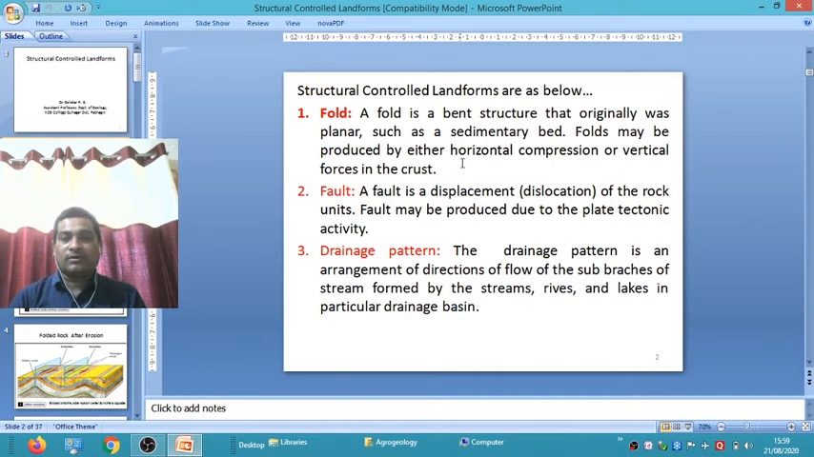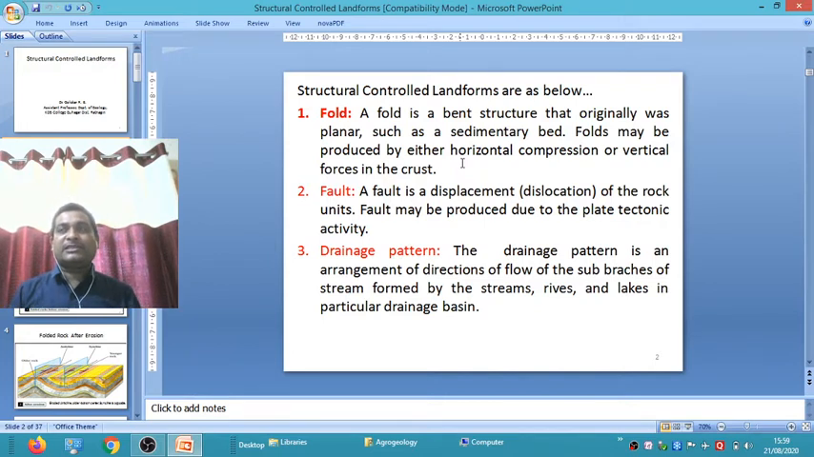Number one, fold. What is meant by fold? Fold is a bent structure that was originally planar, such as a sedimentary bed. Folds may be produced by either horizontal compression or vertical compression forces in the crust. Fold is an undulation and denudation-like structure. The crest and trough are formed, called a fold.